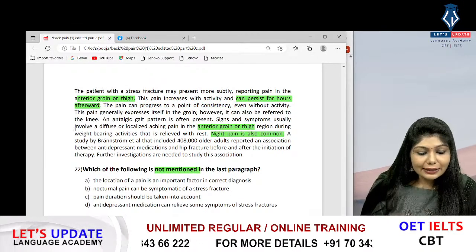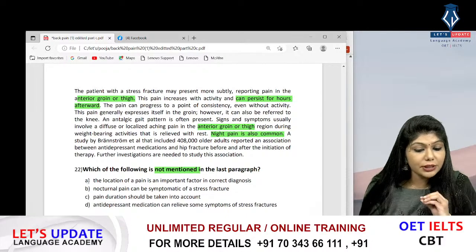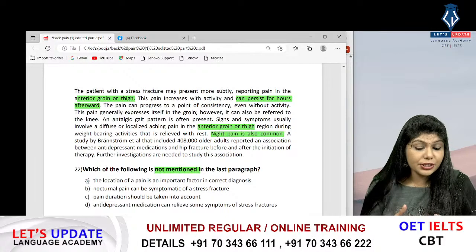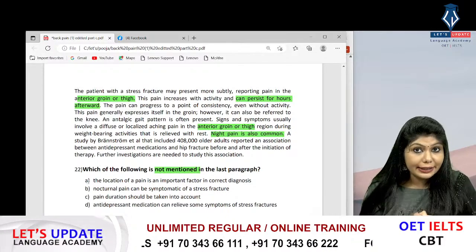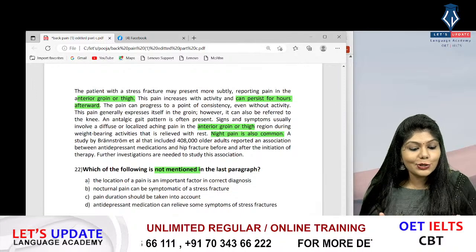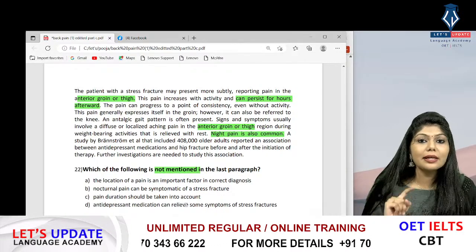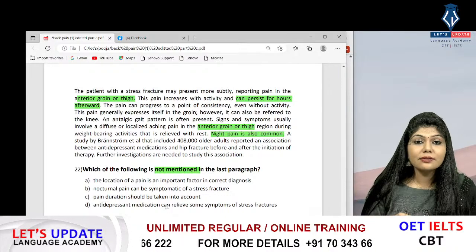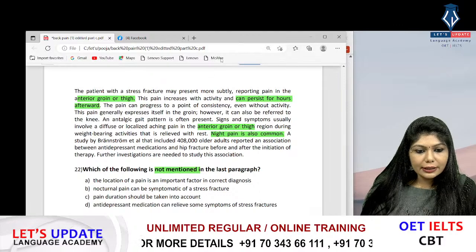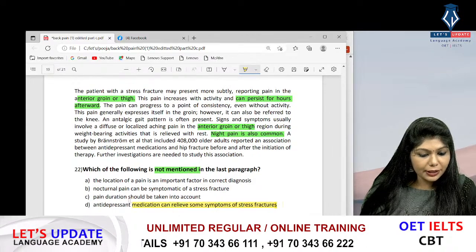And option D, that is the option that is not mentioned. Antidepressant medication can relieve some symptoms of stress fractures. No, that is not mentioned. What they have mentioned is that some older adults have reported an association between antidepressant medication and hip fracture, but further investigations are needed to study this association and confirm it. So it's still under investigation, so you cannot give a confirmation that it can relieve some symptoms. Some have reported an association, but that is still under investigation. So if you say that it can relieve some symptoms, that is incorrect. You cannot confirm something that is still under investigation. Okay, and that is why the correct answer for this question, that means the information that is not mentioned, is option D.